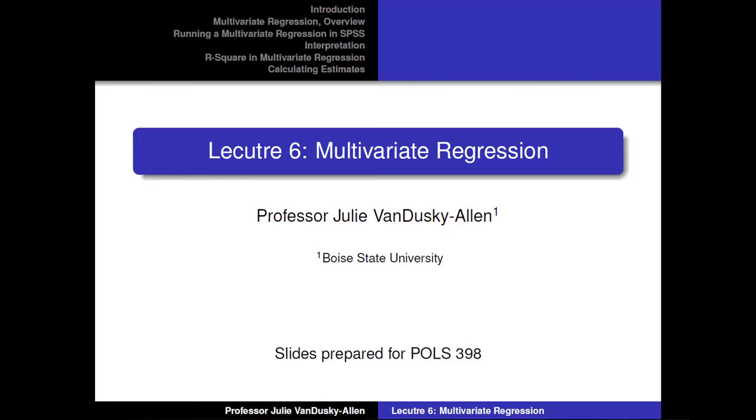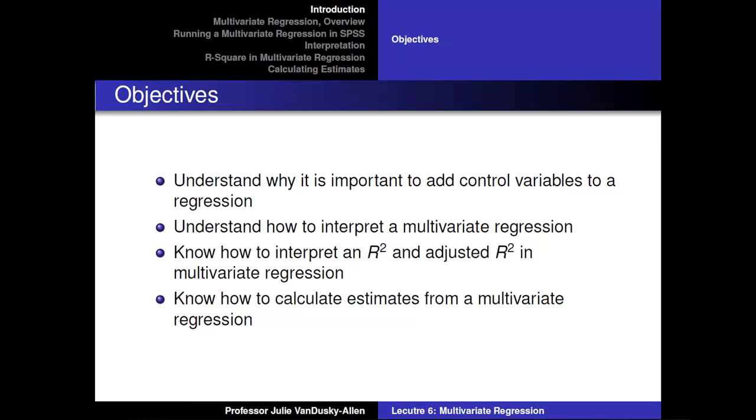This is Lecture 6, Multivariate Regression. By the end of this lecture, you should be able to understand why it is important to add control variables to a regression, understand how to interpret a multivariate regression, know how to interpret an R-squared and adjusted R-squared in multivariate regression, and know how to calculate estimates from a multivariate regression.